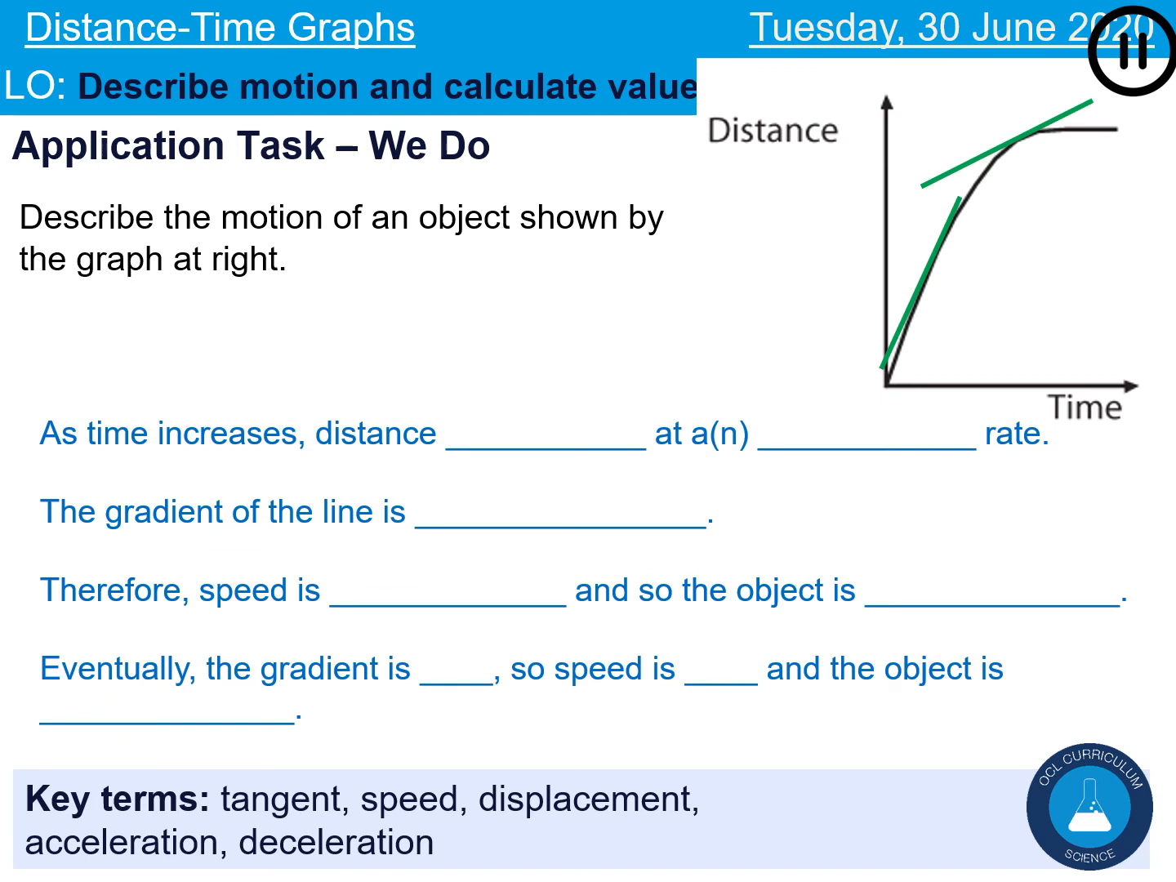You now have some gaps to fill in for the we do. This graph is slightly different because you can see that the line is curved, but then it becomes horizontal at the top. So you need to think what the speed would be, calculating these tangents up the curve and coming to a horizontal line, and what that means about your speed. So please pause the video now and complete the fill in the gaps for the we do.